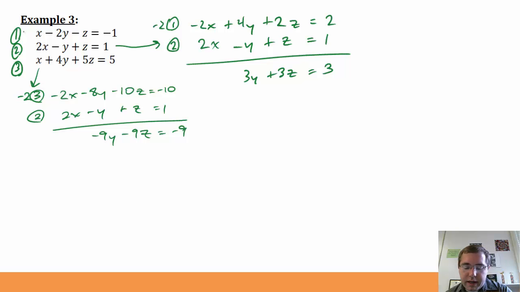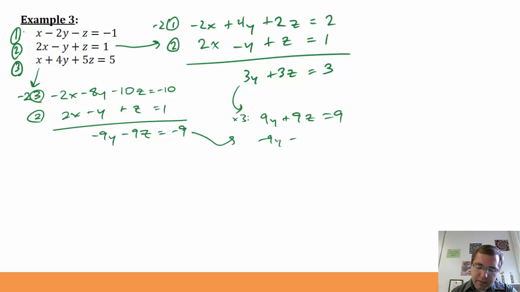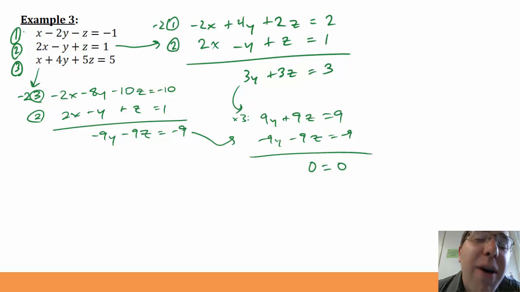So now I've got two equations of y and z, and let's try to solve those. So let me take 3 times this one so that I have a positive 9y plus 9z equals 9. Add it to this one, negative 9y minus 9z equals negative 9. The y's cancel. The z's also cancel. That leaves me with 0 on the left-hand side, and 9 minus 9 is 0 on the right-hand side. What do I do? Well, since this is a true statement, I must have infinitely many solutions.